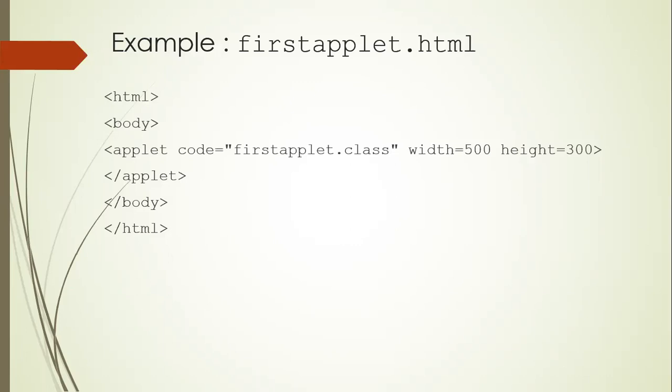Within that body tag, we need to embed the applet using the tag called applet. Code equals the applet name dot class. Understand it: we are linking the class file only. It means that we are linking the bytecode, not the original applet program. That's why you need to compile it, then only that bytecode will be embedded inside this particular HTML. And these two attributes, width and height, provide the window size. So this particular web browser window will be of width 500 pixels and height 300 pixels. Okay, so how should we run this?